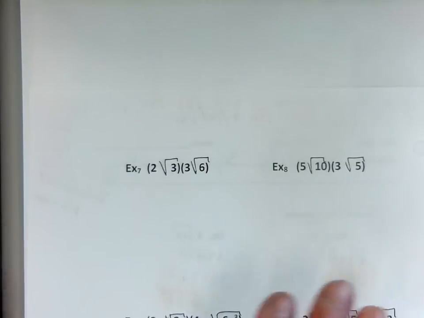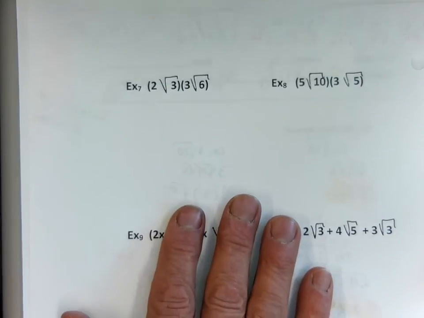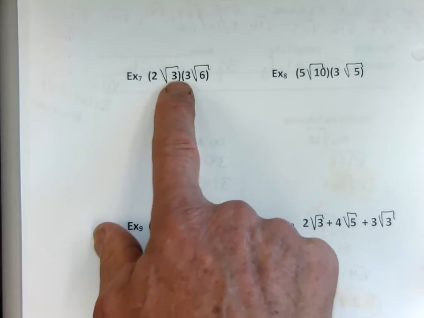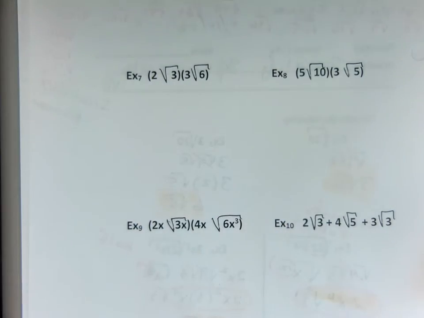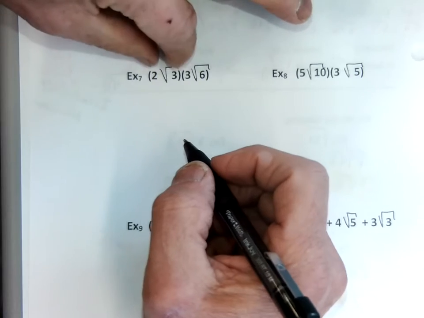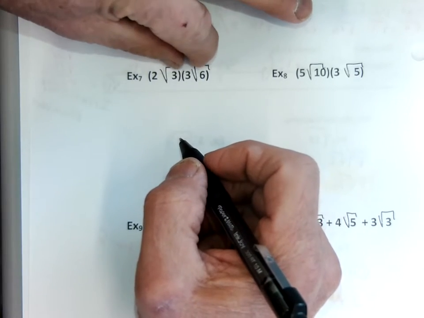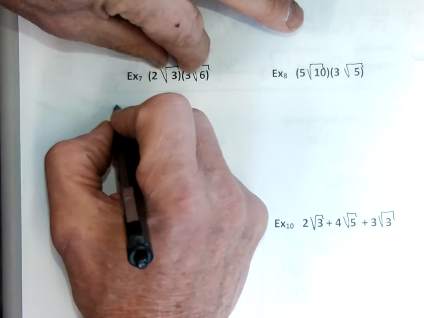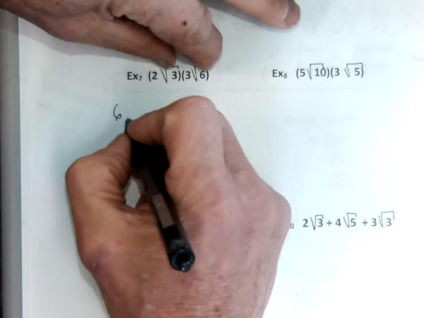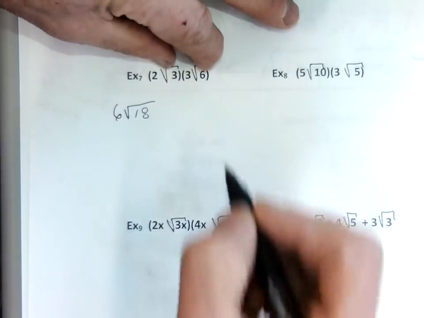All right, now, 7. So, looks like I need to multiply. I've got the parentheses. Looks like I need to multiply, so let's multiply. I'm going to multiply whole numbers with whole numbers, square root numbers with square root numbers. So I'm going to get a 6 square roots of 18. You guys okay with that?